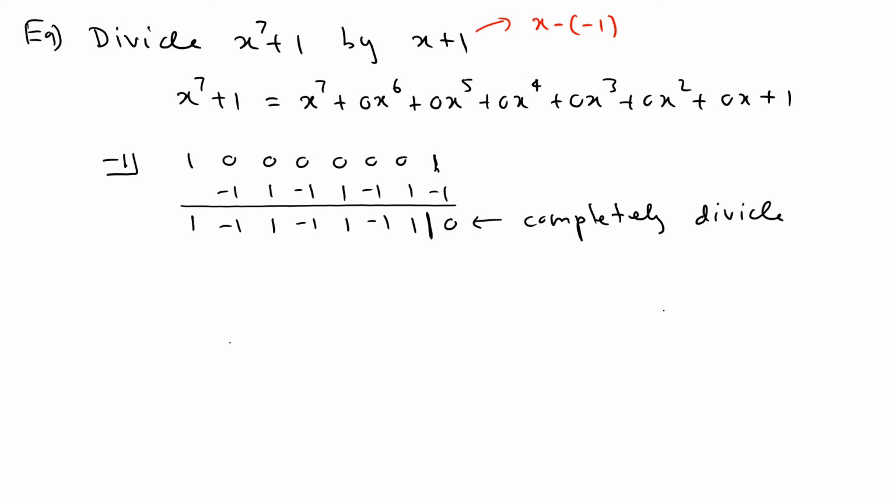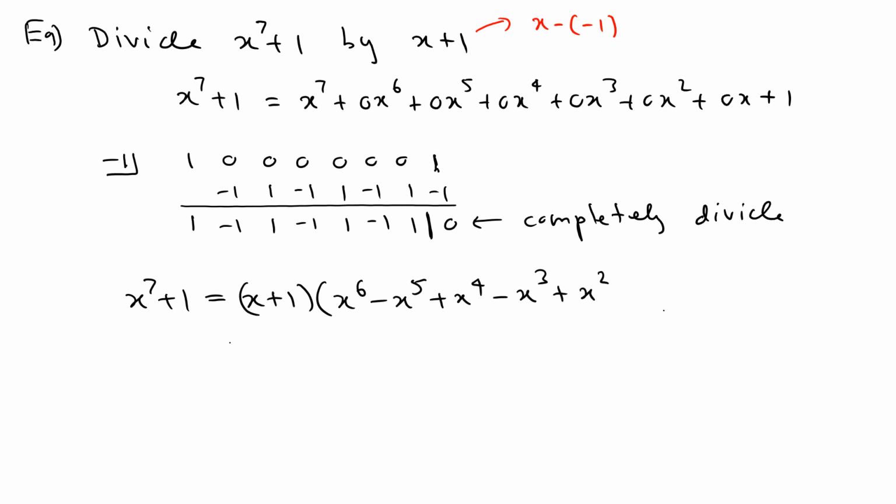So then we can write the factors as x to the 7th plus 1 equals, if we divide by x plus 1, the quotient is x to the 6th minus x to the 5th plus x to the 4th minus x cubed plus x squared minus x plus 1. So yeah, even works for problems like that.